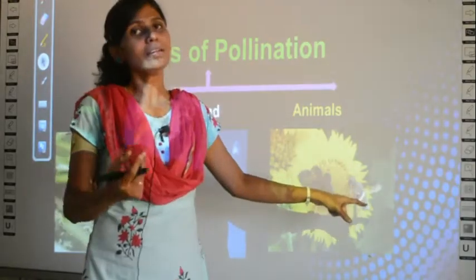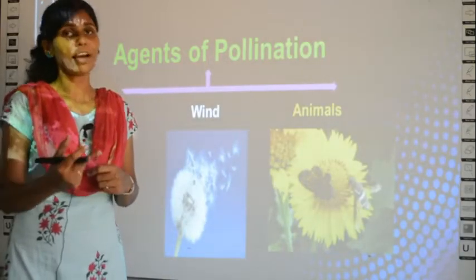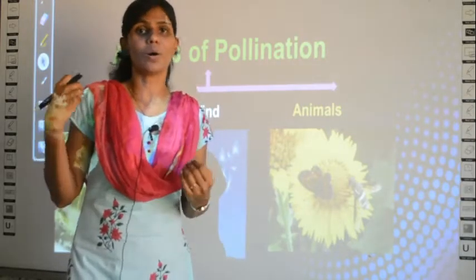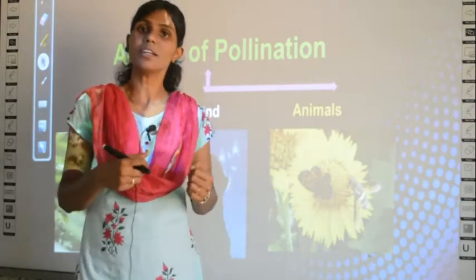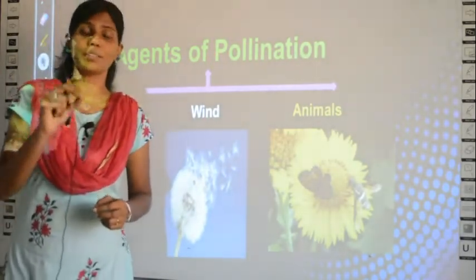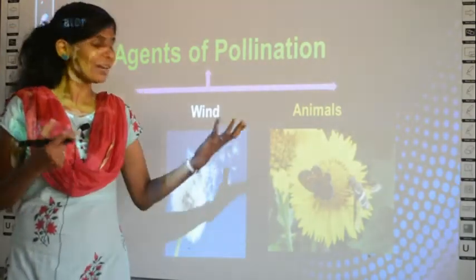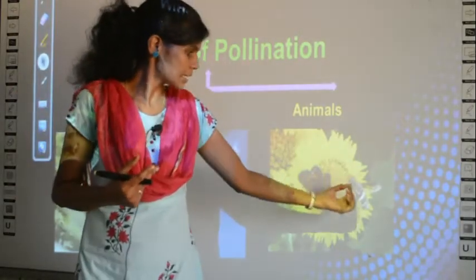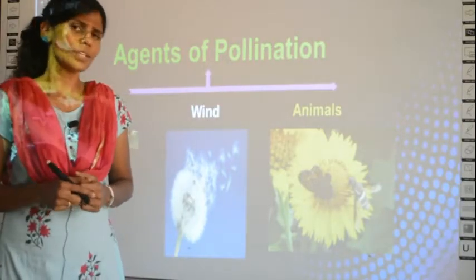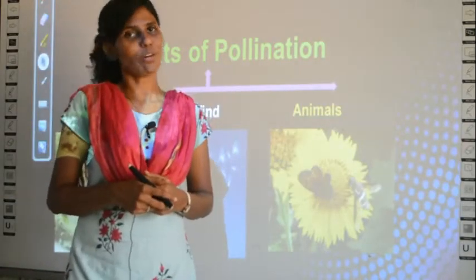When bees or insects or other animals come near a flower or sit on a flower, the pollen grains stick on them without their knowledge. After consuming the nectar, when they sit on another flower, these pollen grains will be transferred to the stigma of another flower. In this way, unknowingly, the animal, that is the bee or the insect, acts as an agent of pollination. So in this case, which one is the agent of pollination? Animals are the agents of pollination.